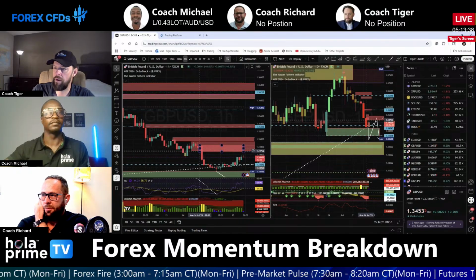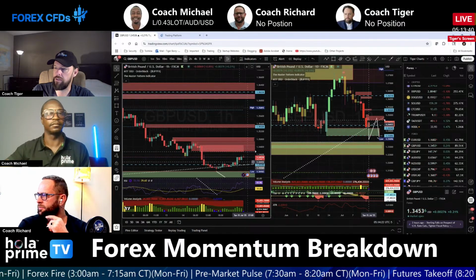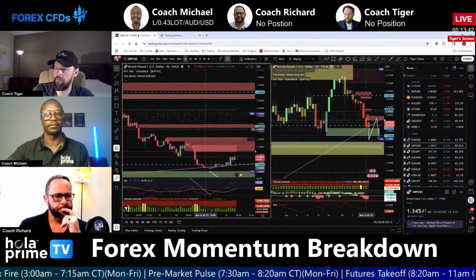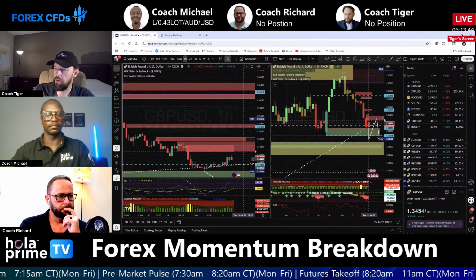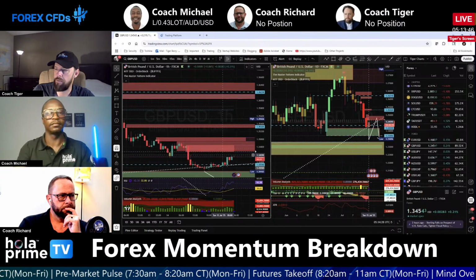But yeah, this 1 hour zone within the 4 hour, that's probably the closest one I have at the moment. And we're really only about 15 pips or so away.